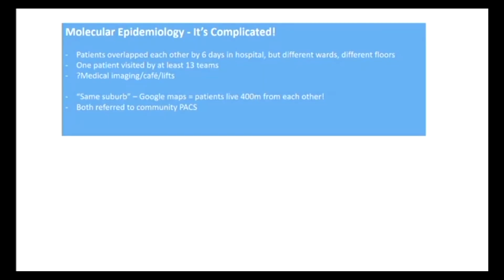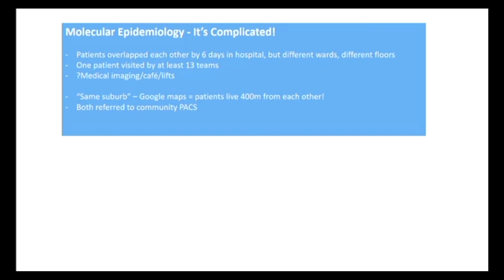And we snooped into it a little bit, and it appeared that they overlapped each other by 6 days in hospital at one point. They were in different wards on different floors, although complicating that, one was a very unwell renal patient who had been visited by at least 13 medical teams, plus a whole lot of allied health, and had moved around a lot, and then unknown movement in the hospital to medical imaging. They'd both been to medical imaging, cafes, the lifts, etc., etc.